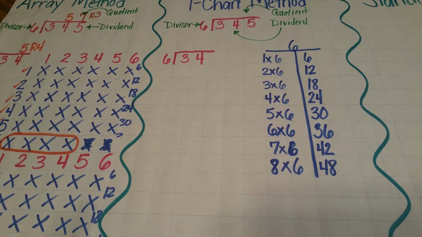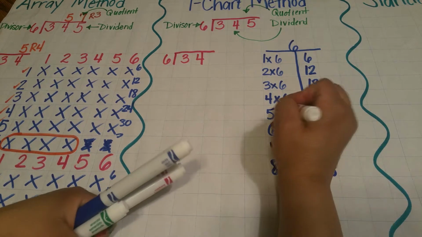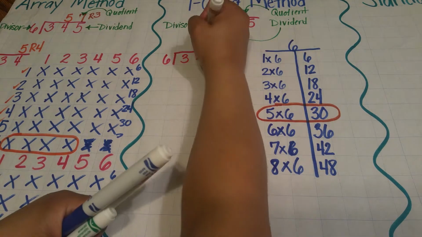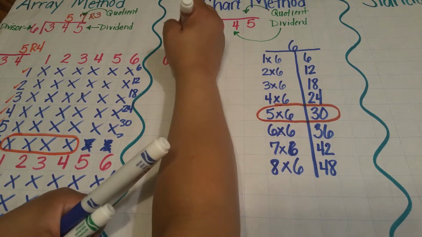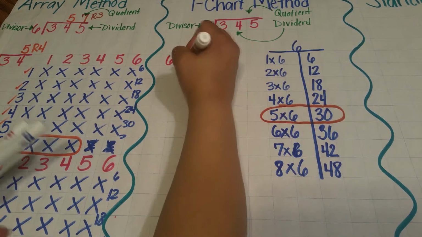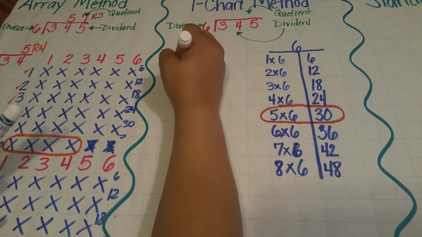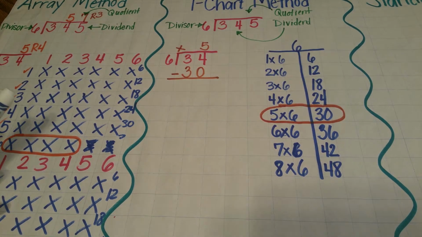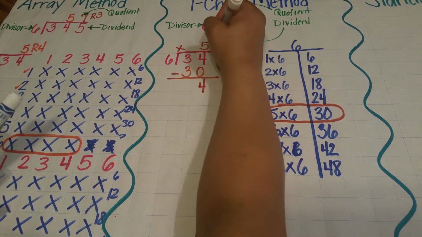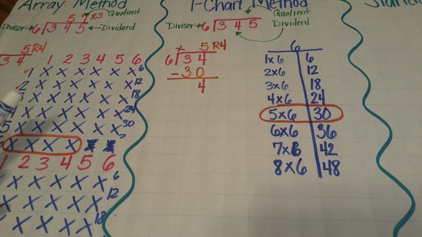So that is going to be my quotient, 5. We know that 6 times 5, we have the product here, is 30. Now we just need to subtract. 4 minus 0 is 4. So our remainder is 4.